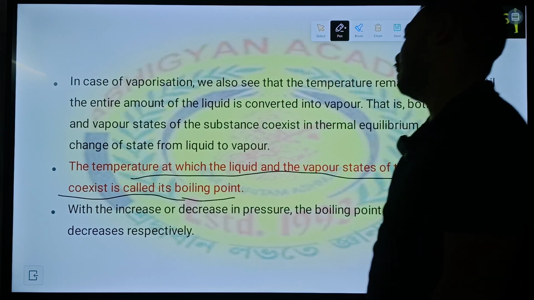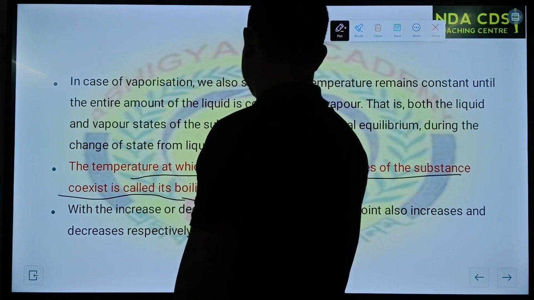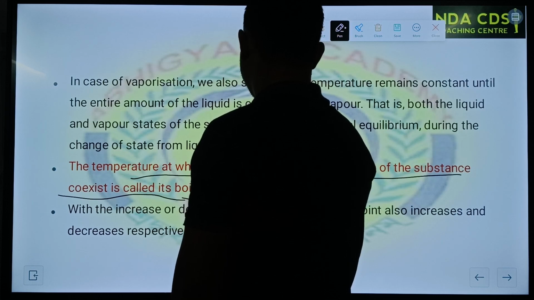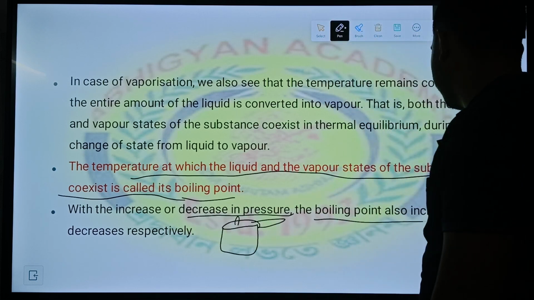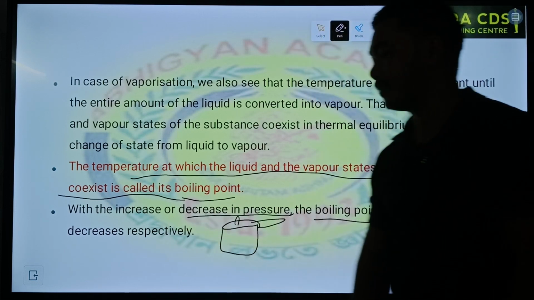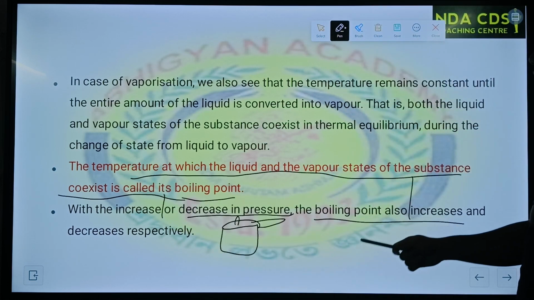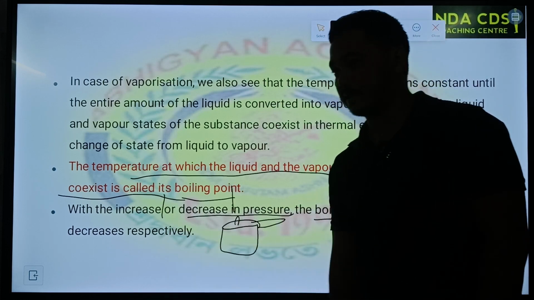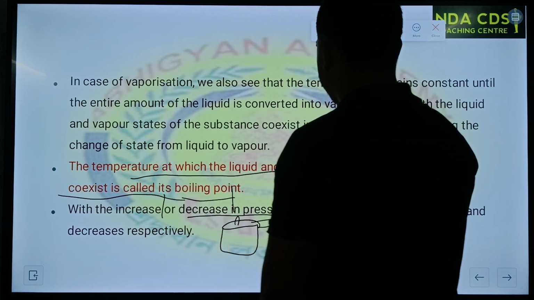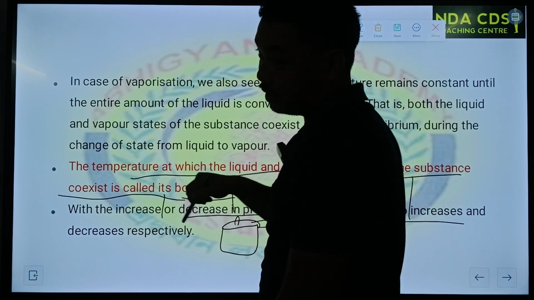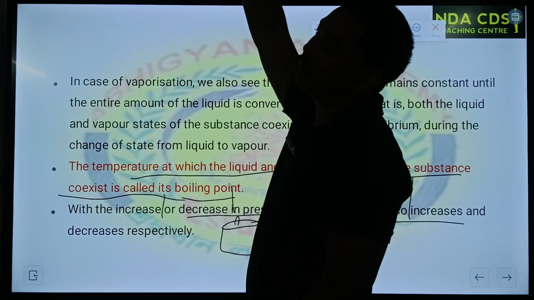Now, tell me one thing. You guys have used a pressure cooker. That is how you make rice. Anna, read the line. With the increase or decrease in pressure, the boiling point also increases or decreases respectively. That means if pressure increases, boiling point increases. If pressure decreases, boiling point decreases. Now, I'll give you one question. You might take it as homework also. Making rice in a pressure cooker, where does it happen faster? At sea level or on top of the mountain?